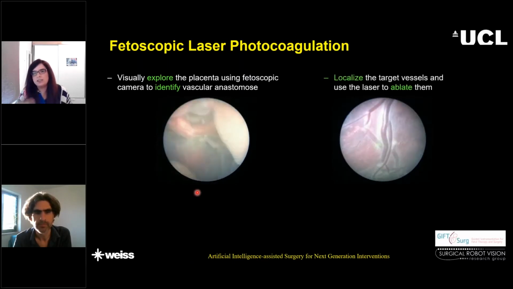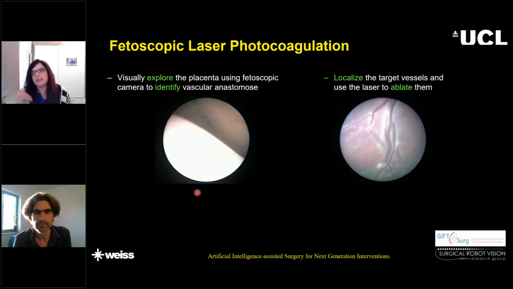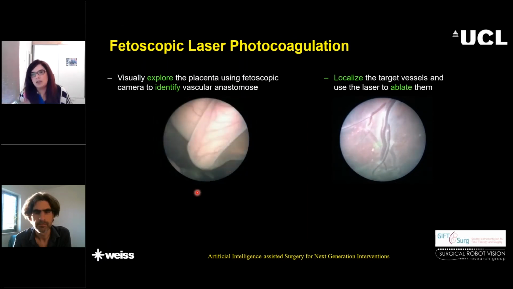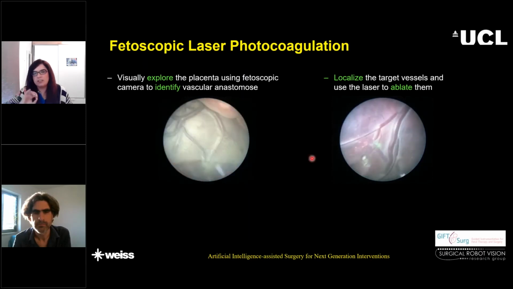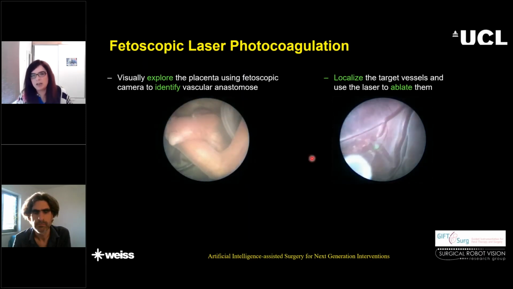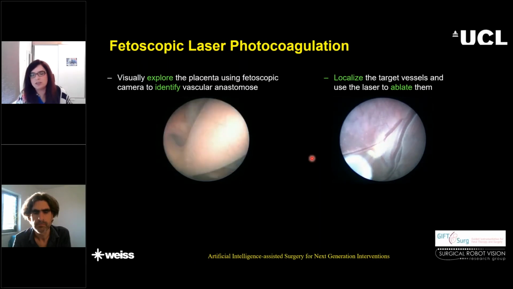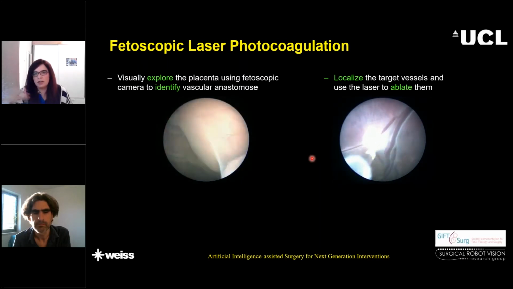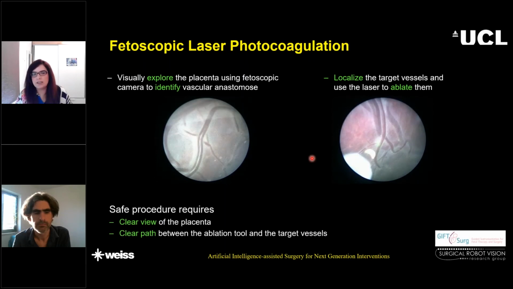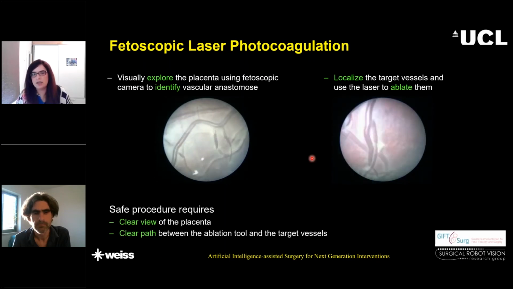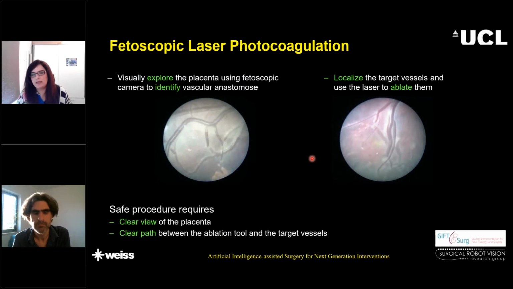Then the surgeon revisits these locations and photocoagulates, or laser ablates, the vessels to disconnect the vessels which are providing excess blood to the second fetus, so that the flow of blood between the two fetuses becomes even. So this procedure particularly requires a clear view of the placenta and a clear view between the ablation tool and the target vessel.